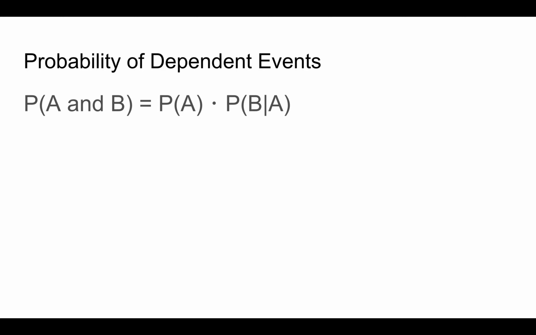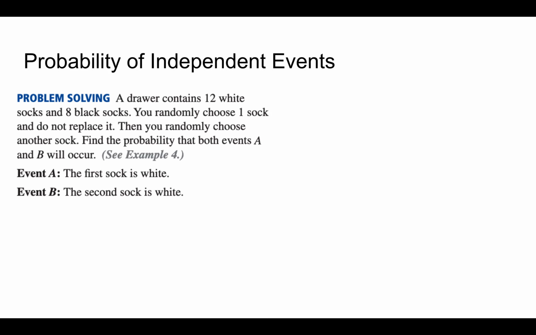Let's see an example of that. A drawer contains 12 white socks and 8 black socks. You randomly choose one sock and do not replace it. Then you randomly choose another sock. Find the probability that both events A and B will occur. So the first sock is white is event A, and event B is that the second sock is white.